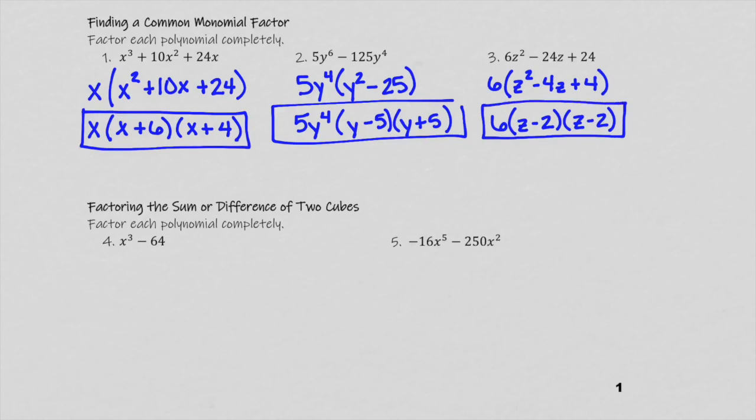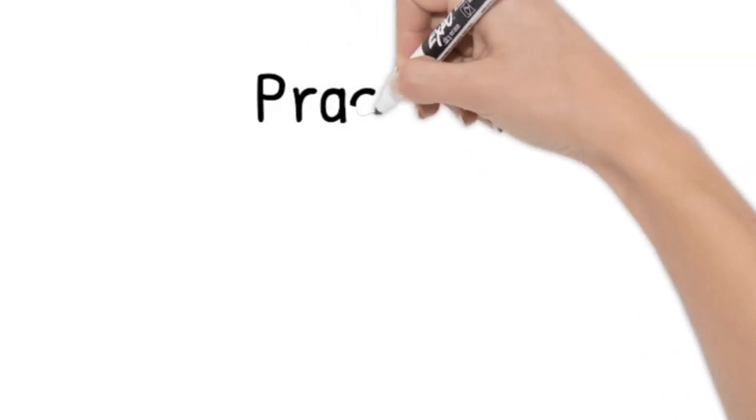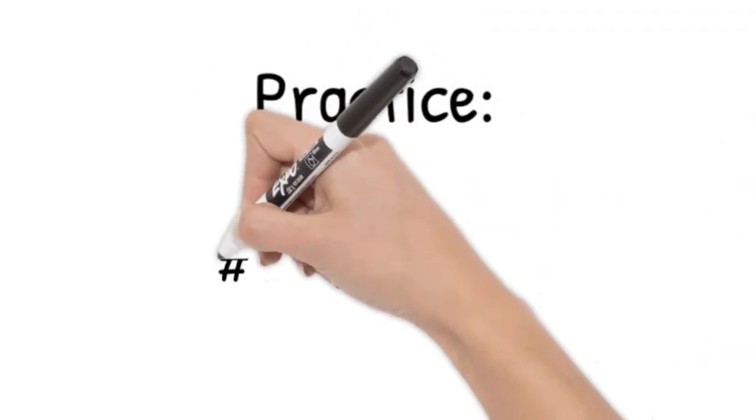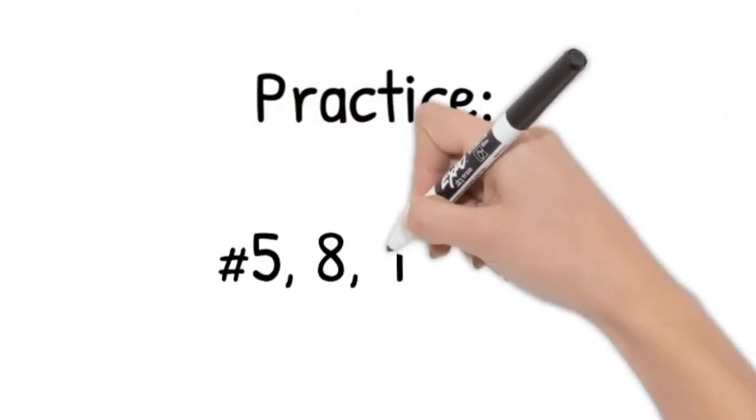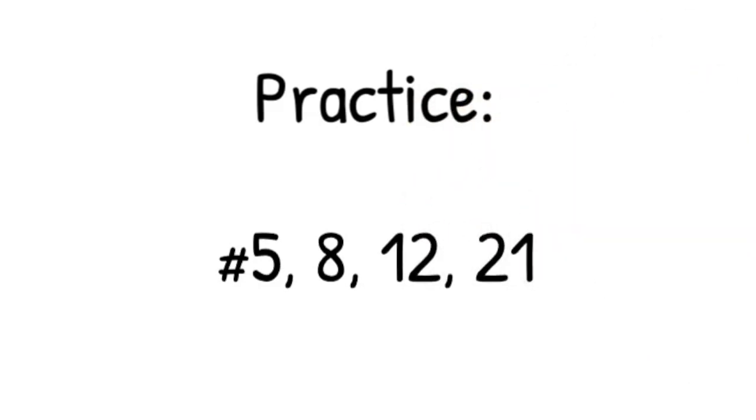So 6 times z minus 2 times z minus 2. Or you could write it as 6 times z minus 2 squared. So now go to your practice and do problems number 5, 8, 12, and 21.